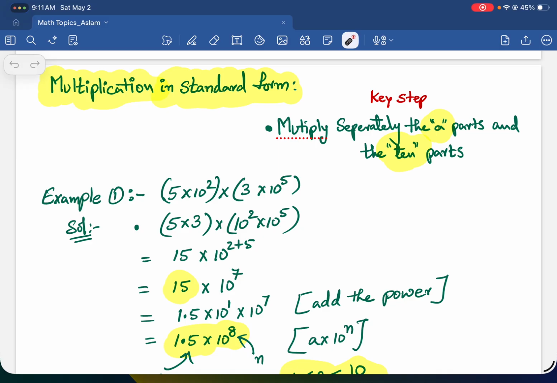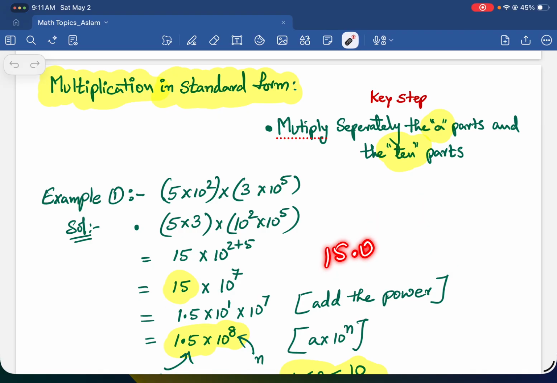So we got 15 times 7, but we cannot consider this as a standard form because here you can see that 15 is greater than 10. Now you remember the rule is a into 10 to the power of n, and a must be greater than or equal to 1 and less than 10. But here in this case 15 is not. So 15 is actually 15.0.